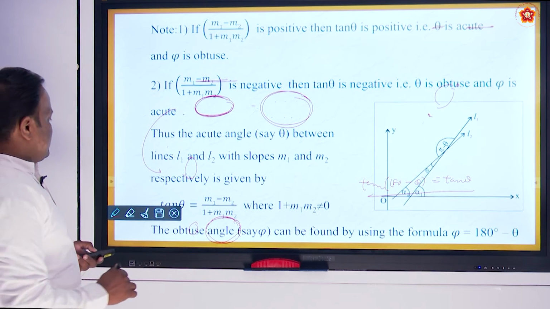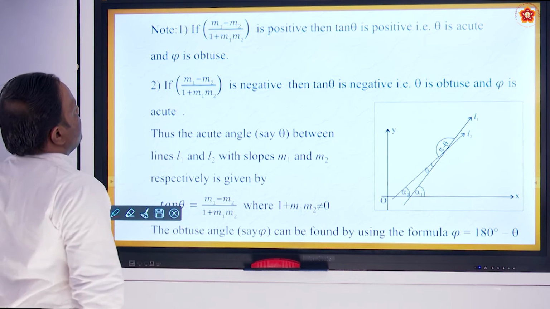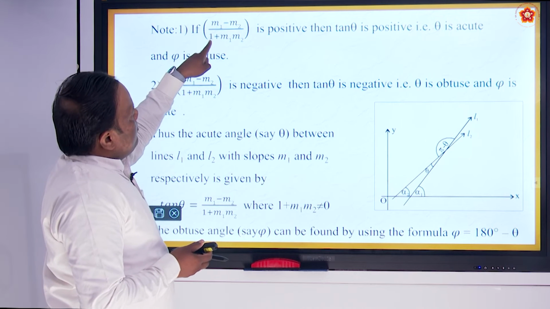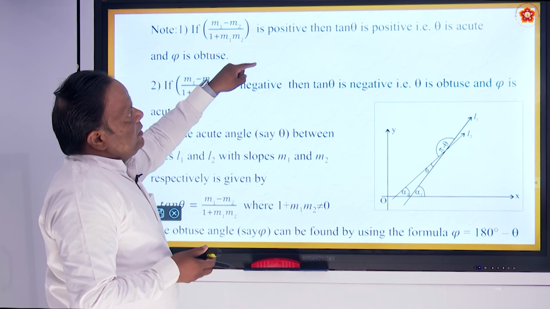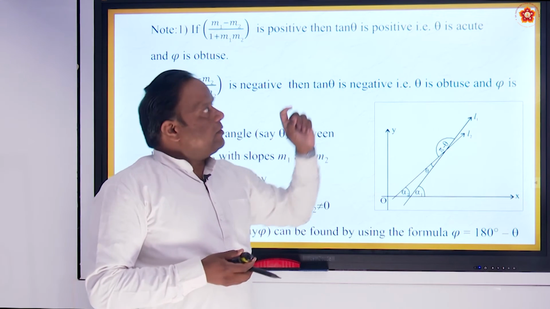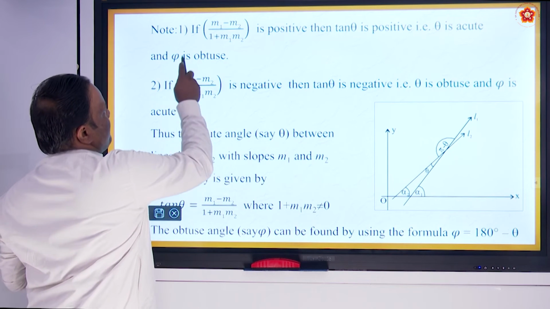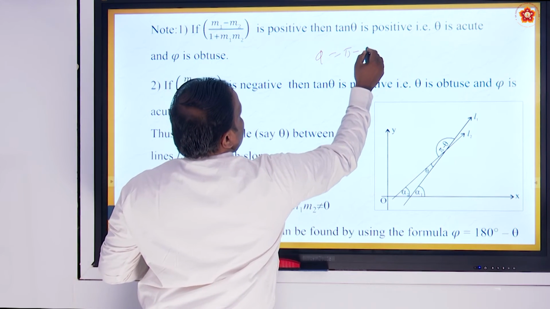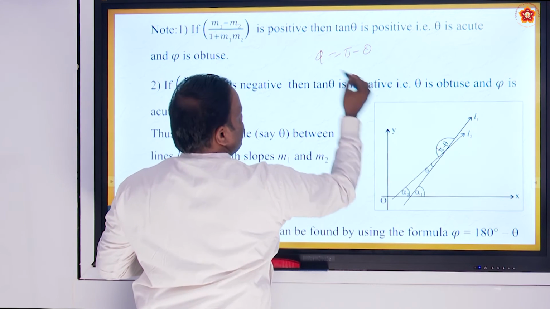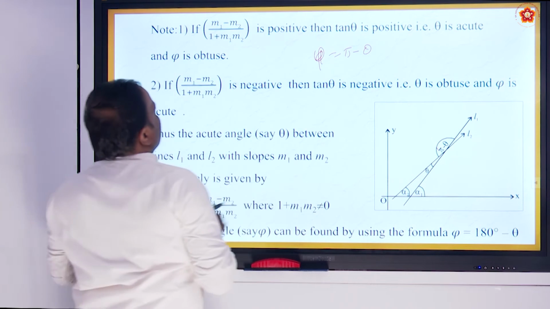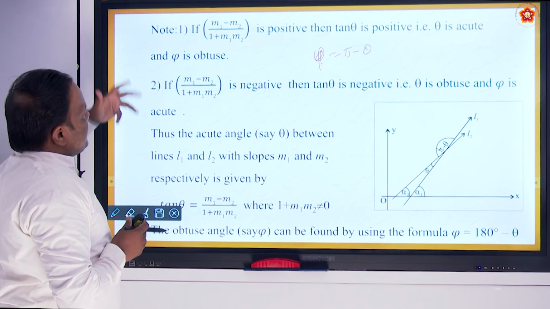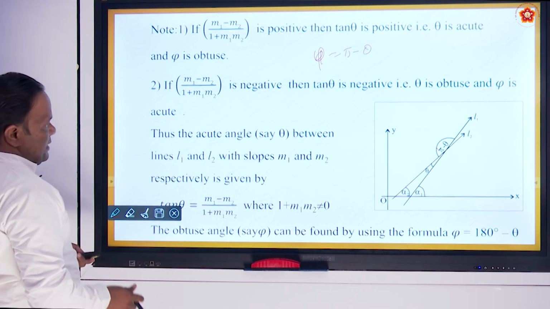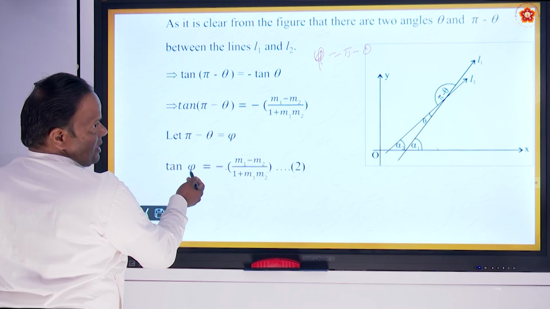So what is our conclusion here? Note number 1: if (m1 minus m2) divided by (1 plus m1 m2) is positive, then tan theta is also positive. That is, theta is acute and phi is obtuse. You know that phi is nothing but pi minus theta, so phi is obtuse. Second case: if this is negative, this phi is obtuse.